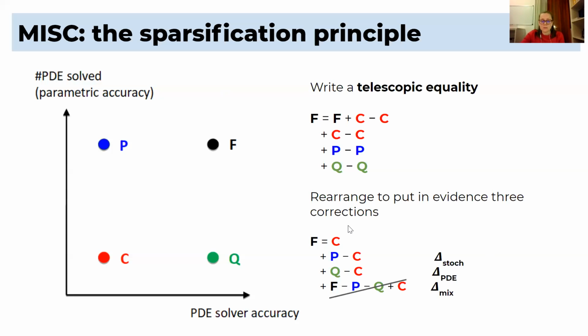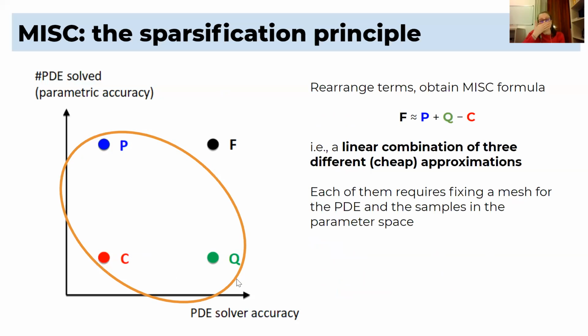And then we look at what is left, and okay, 2C disappears, and so we are left with P, Q, and C. So actually, the sparser components or the sparser approximation. Okay, and then we really can approximate F as P plus Q minus C. So this is a linear combination of 3 cheaper approximations, no?